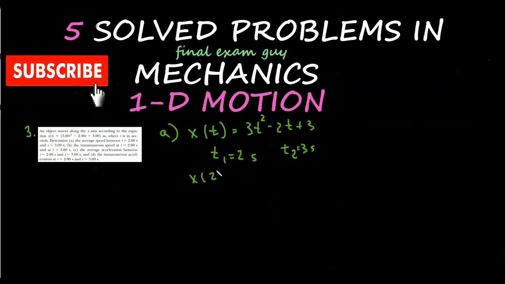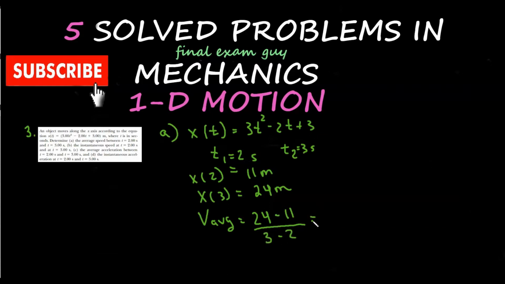So x of 2 would give you 11 meters. X of 3, if you plug that into there, you'll get 24 meters. So that is your distances, and the average is your final distance minus your initial distance. So 24 minus 11 over your time frame, so 3 minus 2. And with appropriate units, we get 13 meters per second. Now we go on to part B.